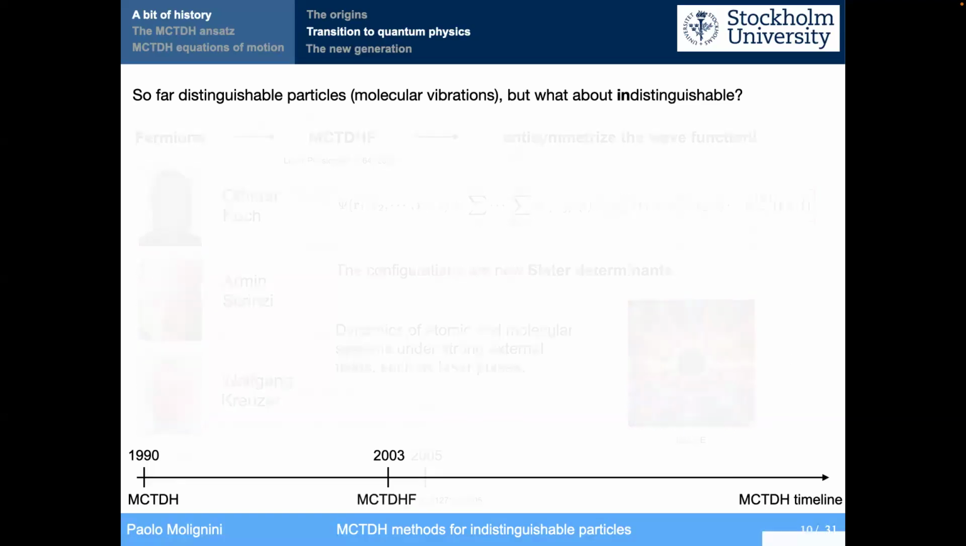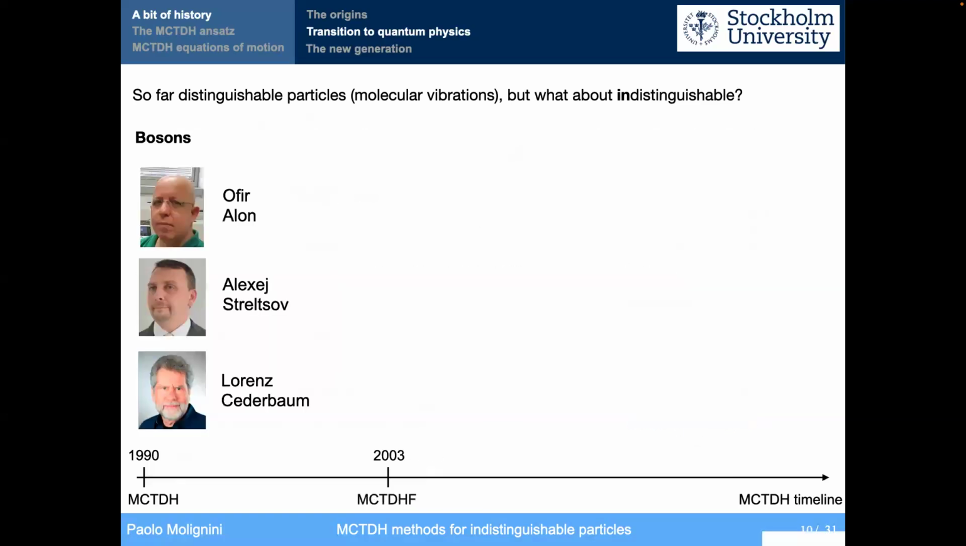But then in 2006, the Heidelberg crowd, which consisted at the time of Ofir Alon, Alexej Streltsov, and Lorenz Cederbaum still, who developed the original quantum chemistry method, thought, okay, people have applied it to fermions. What about the bosons, right?